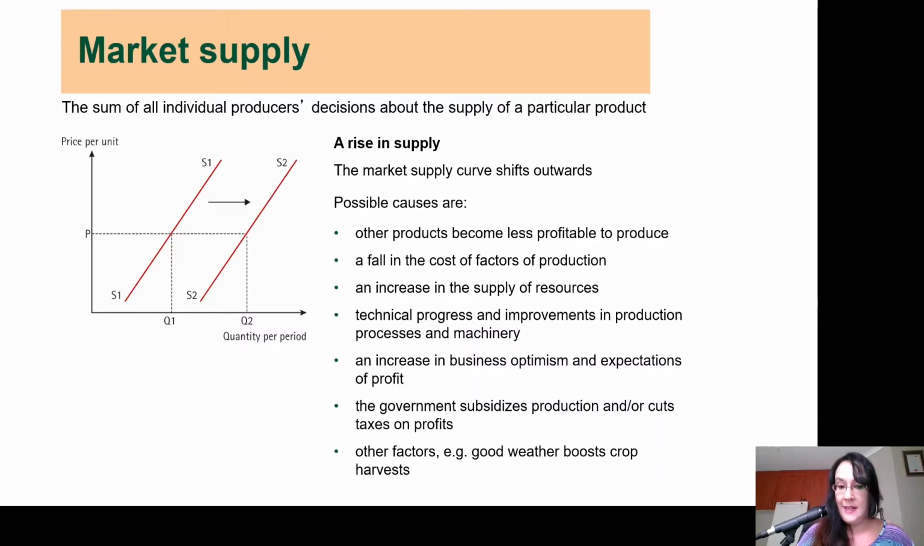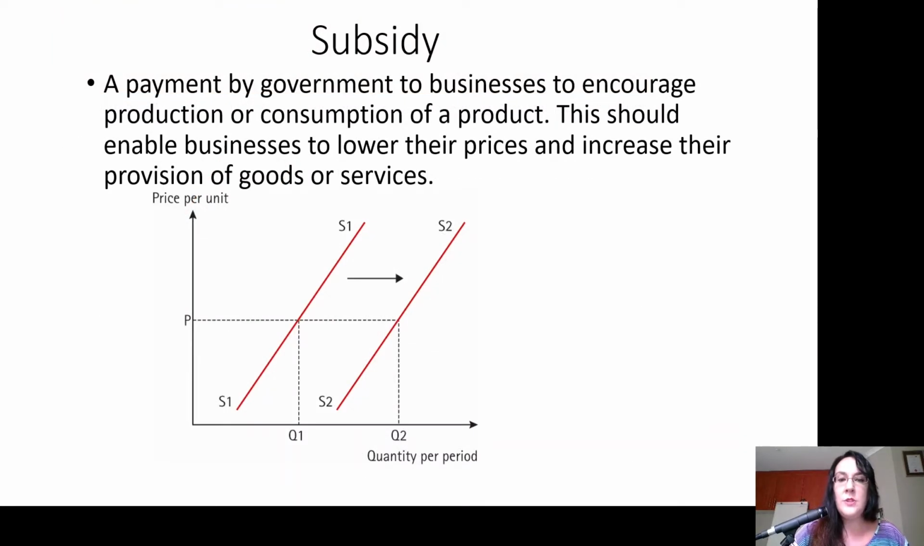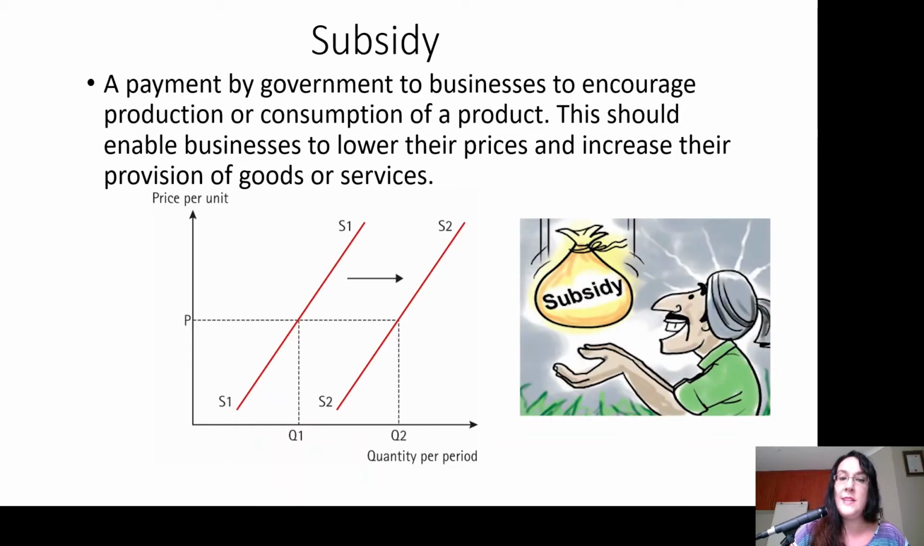Factor number 6, the government subsidizes production and or cuts taxes on profits. I want to split factor 6 into 2 parts. Firstly, a subsidy. A subsidy is a payment by government to businesses to encourage production or consumption of a product. This should enable businesses to lower their prices and increase their provision of goods or services.